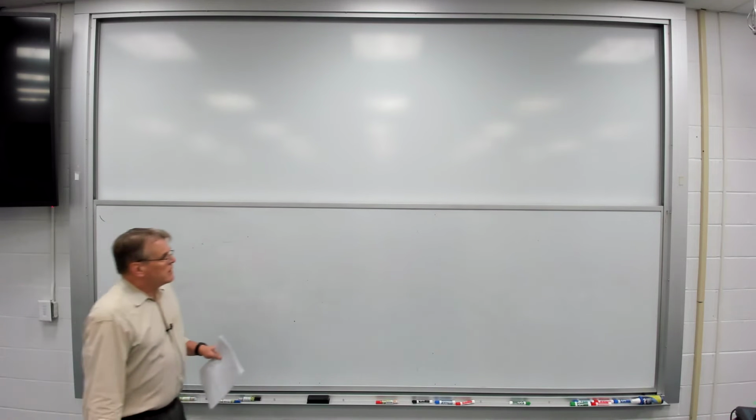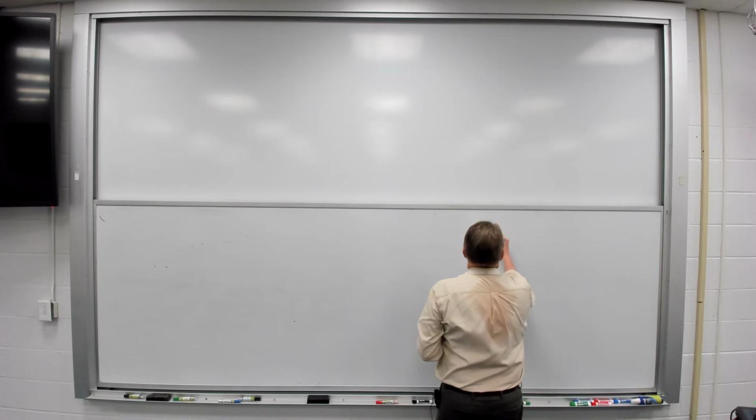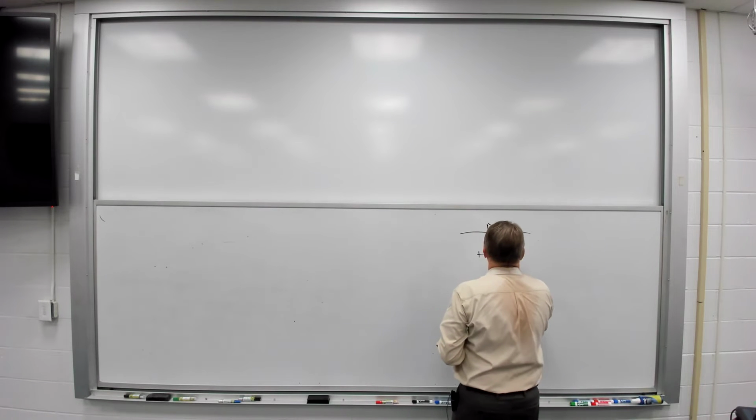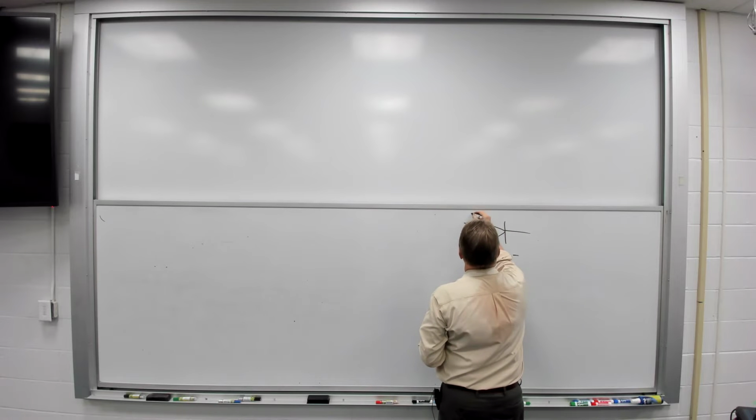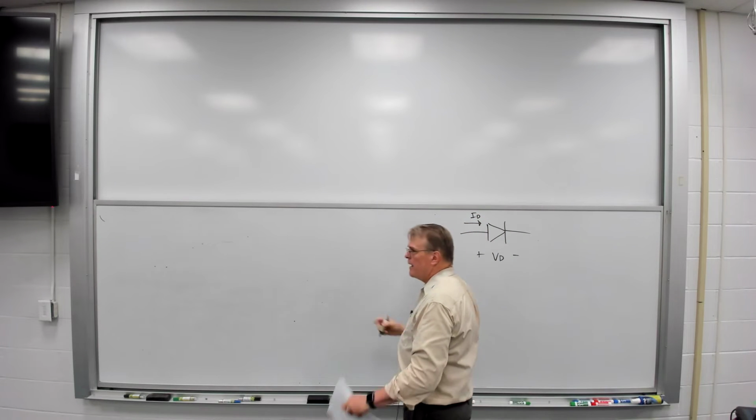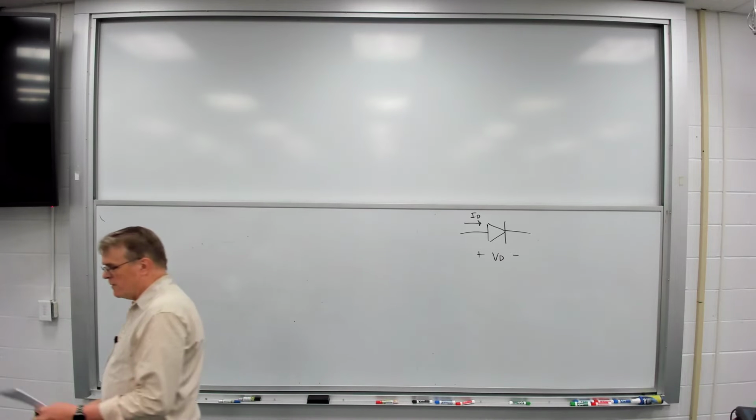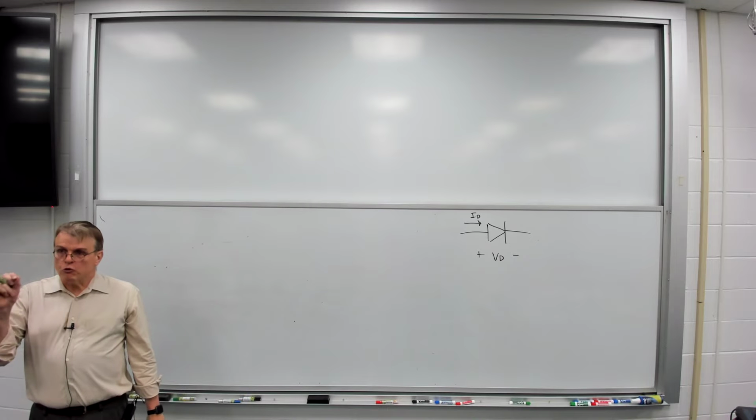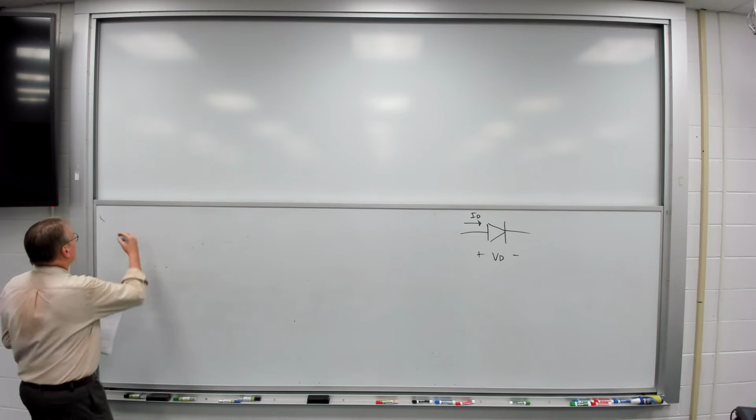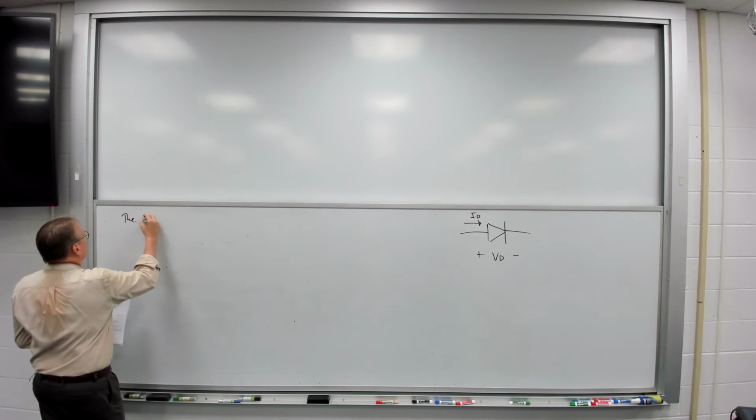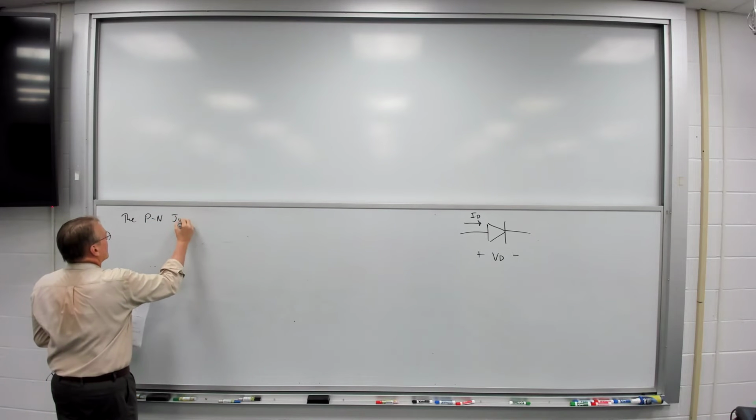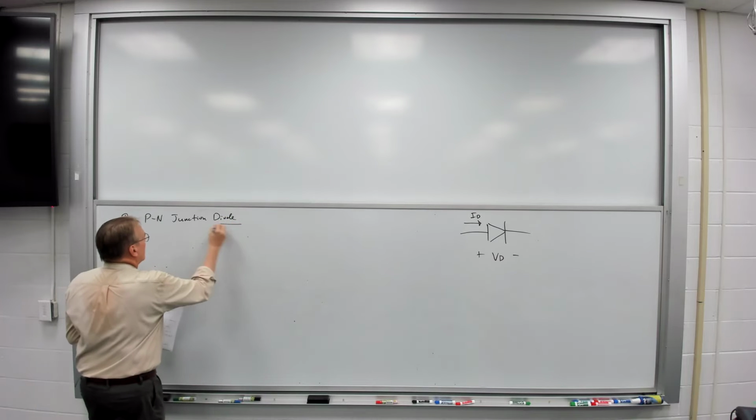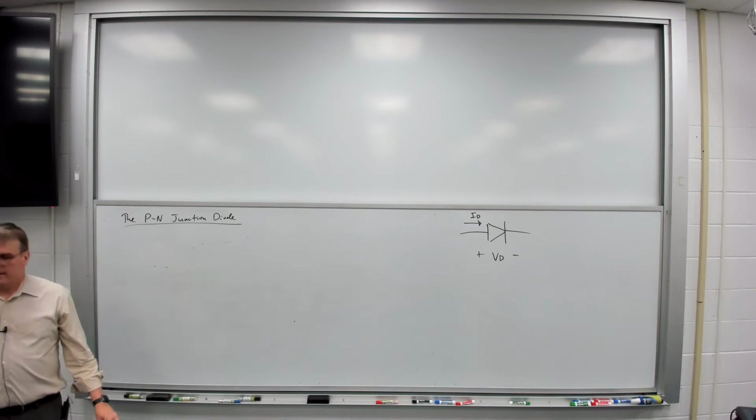All right, now once again, we're going to keep focusing on this diagram with VD and ID for the diode. But now we're going to start looking at the actual terminal characteristics of a true p-n junction diode. How does a real diode operate?